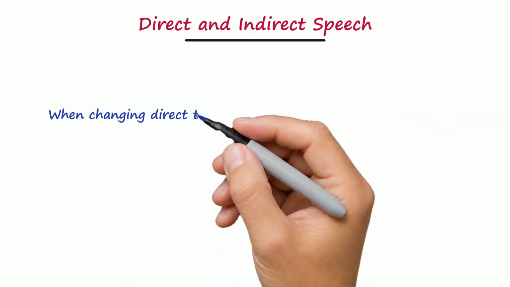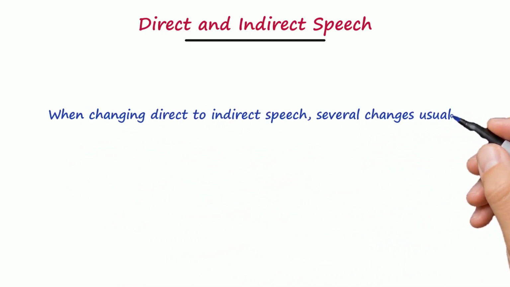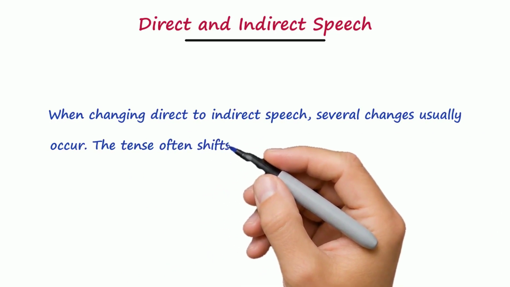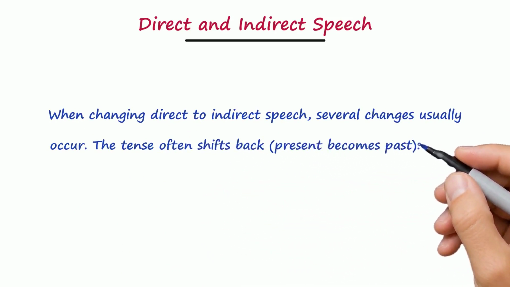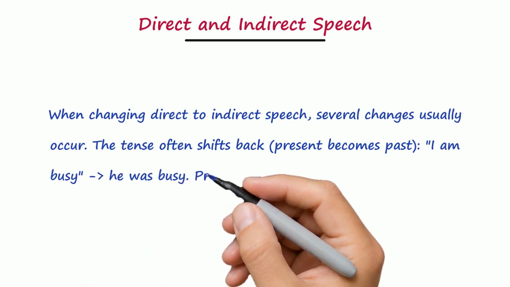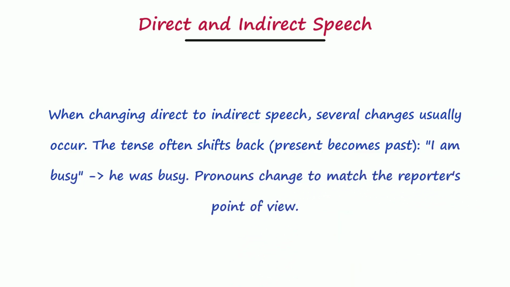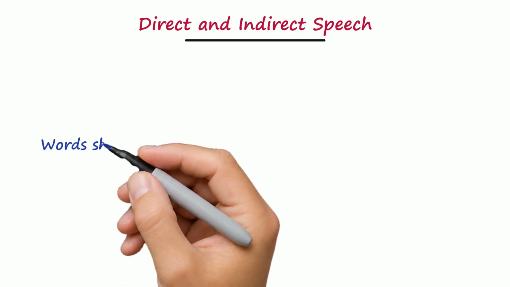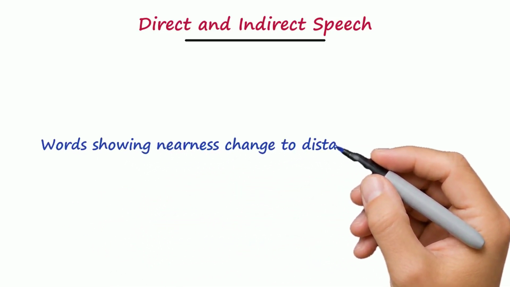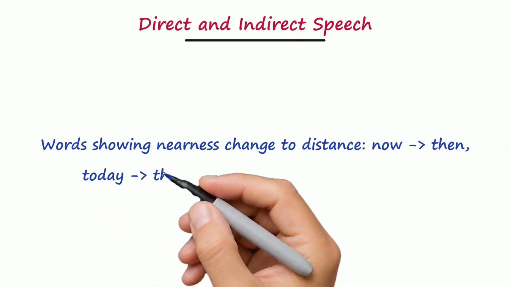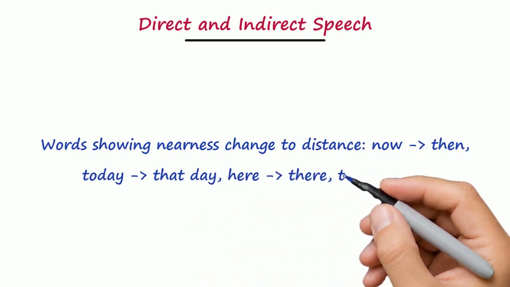When changing direct to indirect speech, several changes usually occur. The tense often shifts back. Present becomes past, "I am busy" becomes "he was busy." Pronouns change to match the reporter's point of view. Words showing nearness change to distance. Now becomes then. Today becomes that day. Here becomes there. This becomes that.